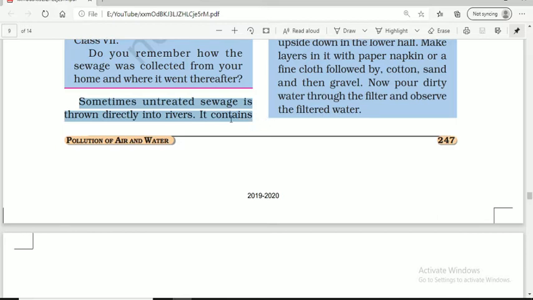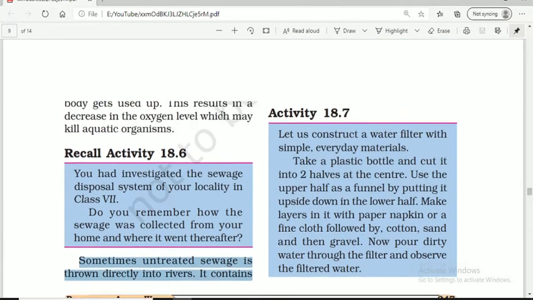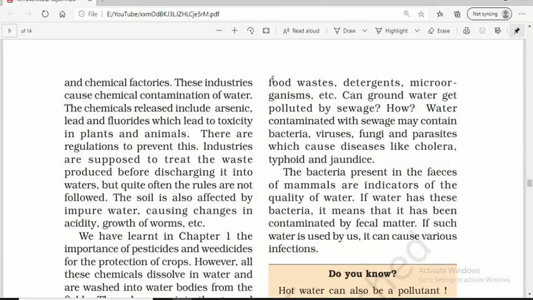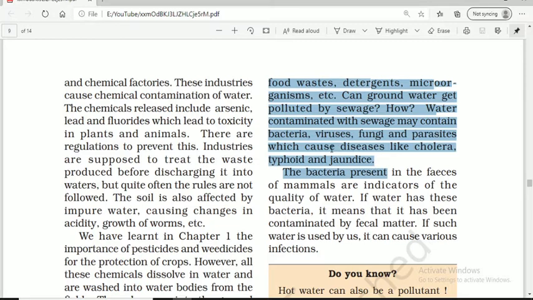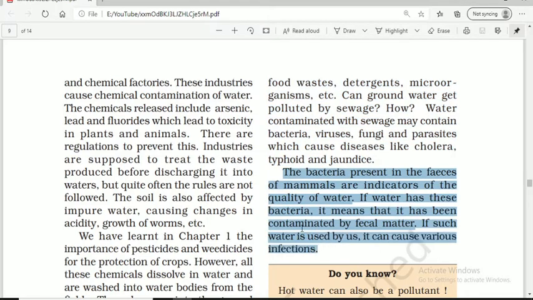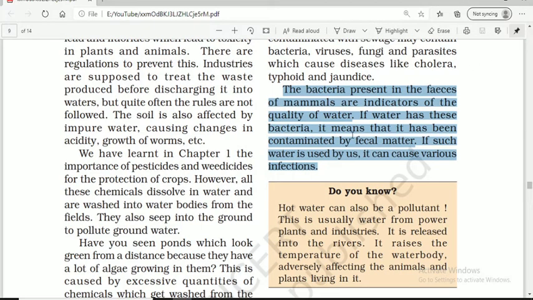Sometimes untreated sewage is thrown directly into rivers. It contains food wastage, detergents, microorganisms, etc. Groundwater or water contaminated with sewage may contain bacteria, viruses, fungi, and parasites, which cause diseases like cholera, typhoid, and jaundice. Mainly this sewage is the reason for these diseases. The bacteria present in the feces of mammals are indicators of the quality of water. If water has these bacteria, it means that it has been contaminated by fecal matter. If such water is used by us, it can cause various infections.